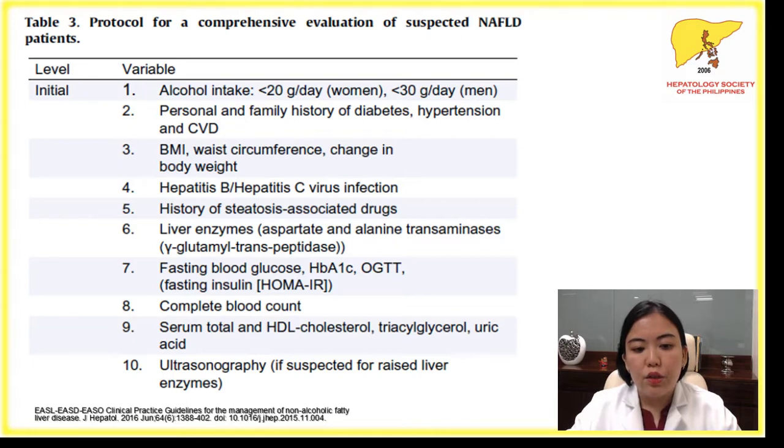Laboratory tests should include ALT, AST, fasting blood glucose, and hemoglobin A1C. An oral glucose tolerance test and the fasting insulin for computation of HOMA-IR, or homeostatic model assessment of insulin resistance, may be requested in selected patients. A fasting lipid panel should be done. Viral hepatitis serologies are necessary.